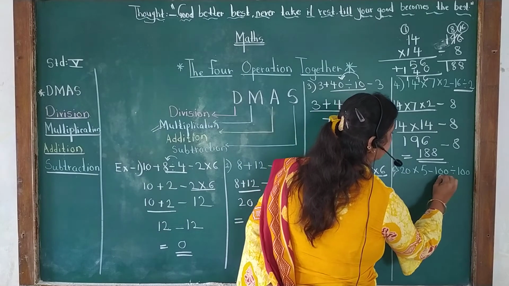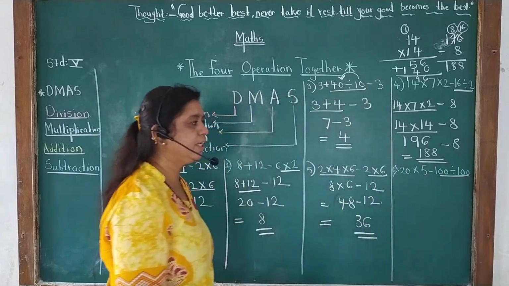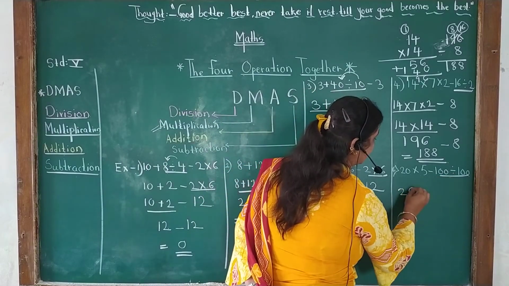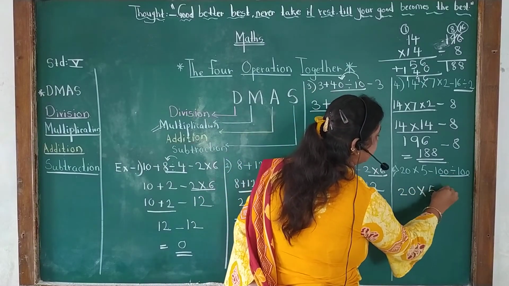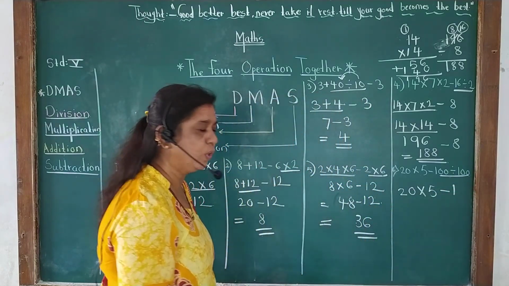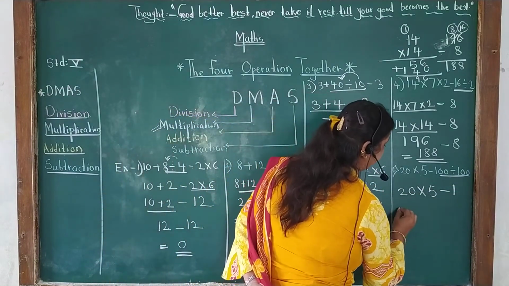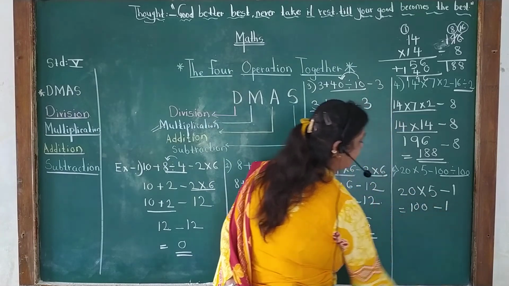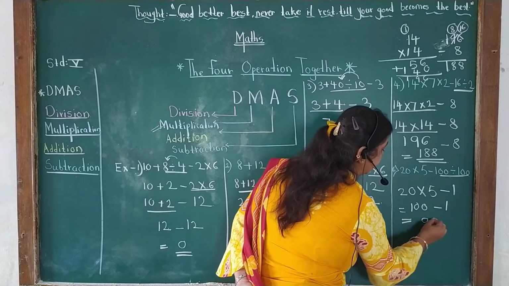So we'll go through the last example. See here, again division is there and only multiplication is there. So you have to do division first. So 20 multiplied by 5 minus, the answer is 100 divided by 100 is 1. So 20 multiplied by 5 is 100, and minus 1. So the answer is 99.